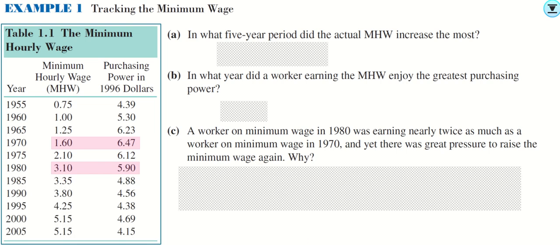So here we go. Example 1, which is about tracking the minimum wage. Might be a little too early to do that. Sorry. So we have a table here about the minimum hourly wage where we have year by year, and depending on the year, the minimum hourly wage, so basically minimum wage, and then the purchasing power in 1996 dollars.